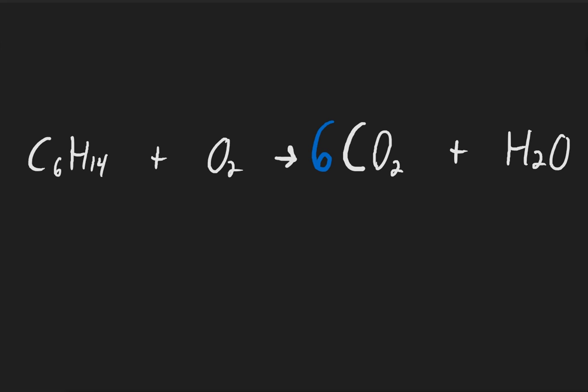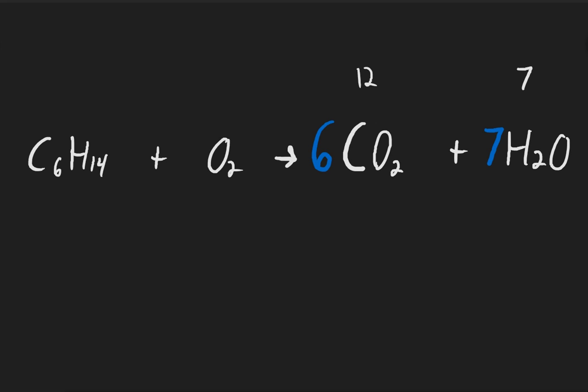So what's 14 divided by 2? Well, 7. So then I have 14 hydrogen atoms on the right side and 14 hydrogen atoms on the left side. And that just leaves us with oxygen. So we have 2 oxygen atoms on the left side, but we have 6 times 2, 12. I'll go ahead and write that so we can keep track. 12 oxygen atoms in CO2, and 7 times 1 is 7 oxygen atoms in H2O. So 12 plus 7 is 19.